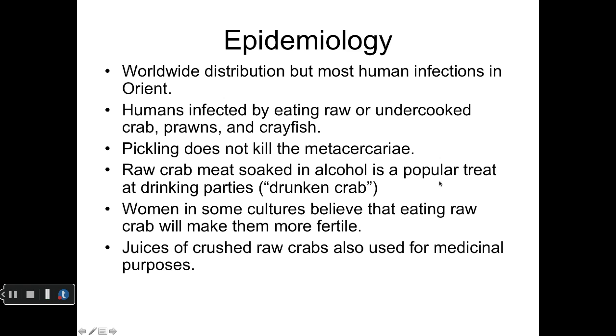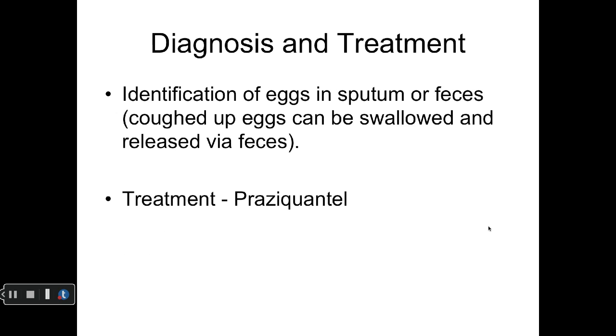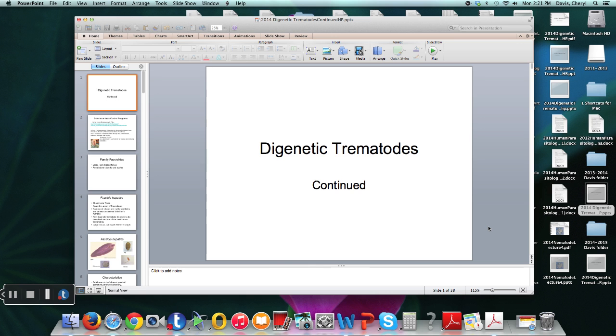So apparently in some areas of the Orient, a delicacy known as drunken crab is popular, where raw crab meat is soaked in alcohol and then consumed at drinking parties. In some Oriental cultures, women believe that eating raw crab will make them more fertile, and if you eat raw crab, you're going to increase your likelihood of ingesting metacercariae. And there are also areas in which the juice of crushed raw crabs is used for medicinal purposes. All of these are behavioral, cultural practices that can enhance transmission.